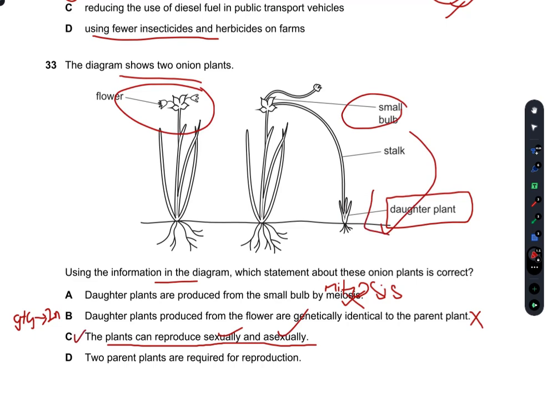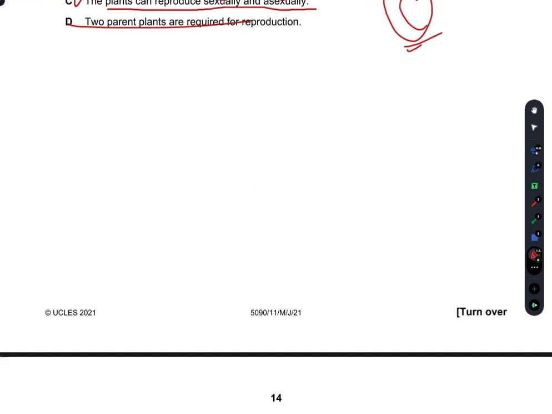Two parent plants are required for reproduction. Two parent plants are required for sexual reproduction, not for asexual. So D is incorrect. C is the right option.